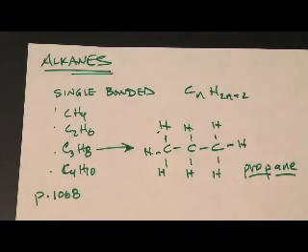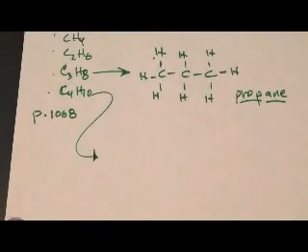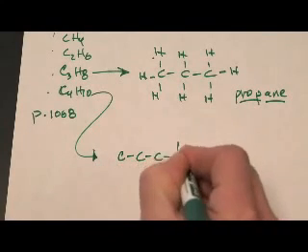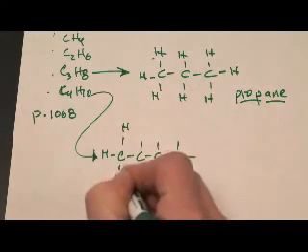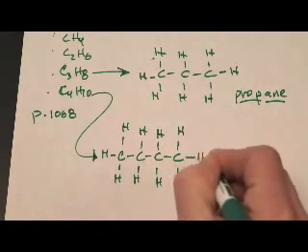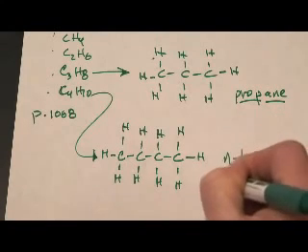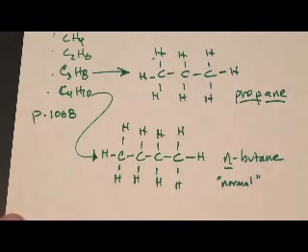Now, let's take a look at a little bit different way you could draw this butane molecule. Butane, but meaning four, and then ane meaning a single bonded hydrocarbon, has four carbons and 10 hydrogens. And the general way to draw normal butane, which is sometimes abbreviated N-butane, N meaning normal, is all in a line.